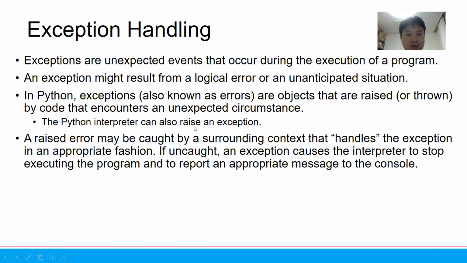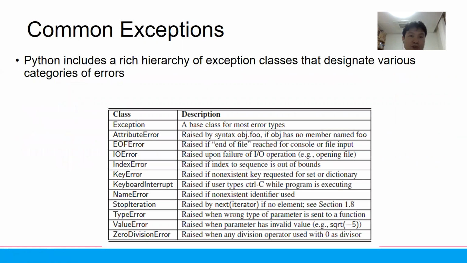So we can use raise. Okay. Later, there's a word raise. So a raised error may be caught by the surrounding context that handles the exception in an appropriate fashion. If uncaught, an exception causes the interpreter to stop executing the program and to report an appropriate message to the console. So there are many exceptions in Python. I guess in other programming languages, in Java, C, C Sharp, and so on, they also have these exceptions.